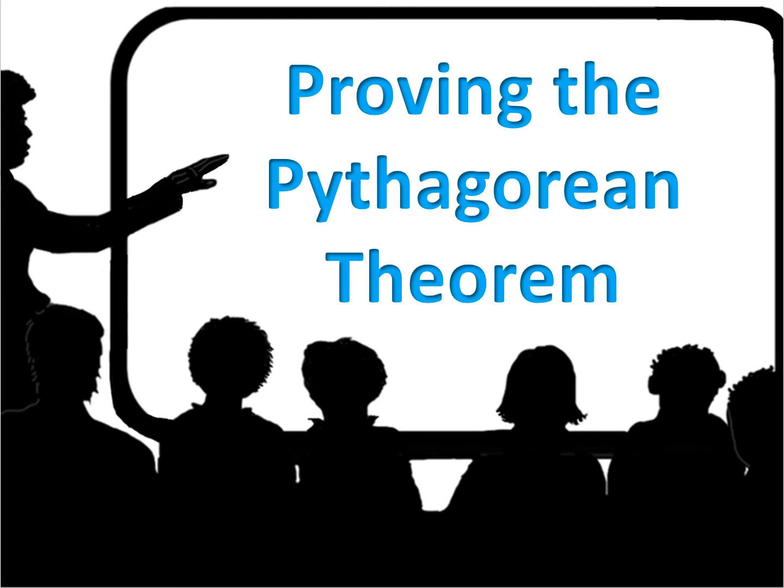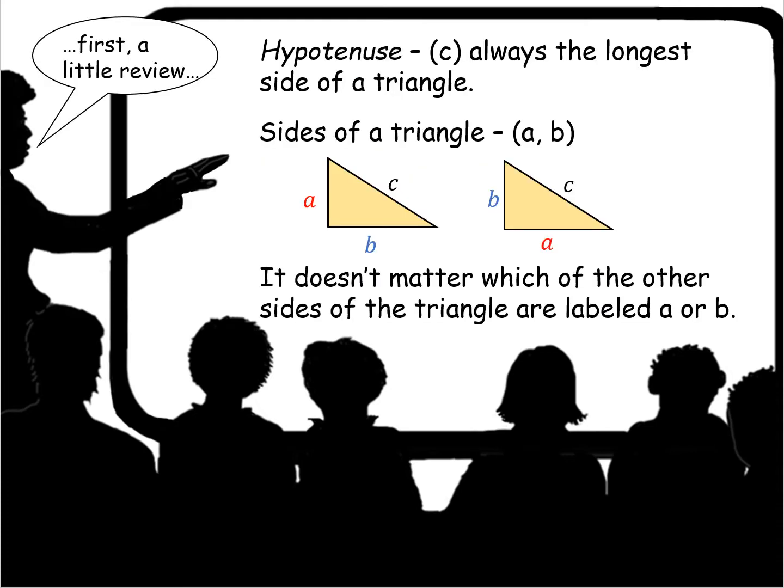The title of this video is Proving the Pythagorean Theorem. First, let's do a little review. The hypotenuse, always labeled C, is always the longest side of a triangle. The other sides of the triangle, A and B, are interchangeable in terms of labeling.